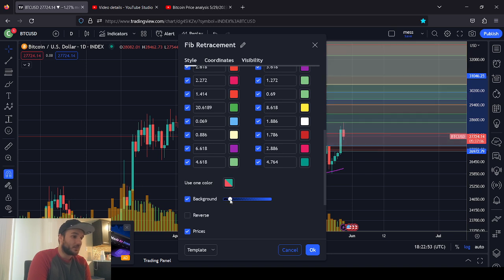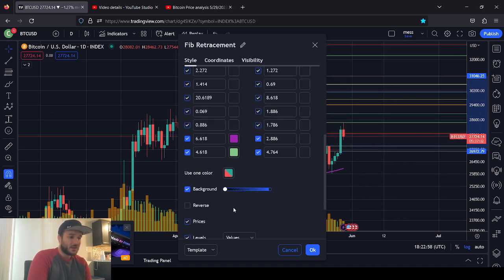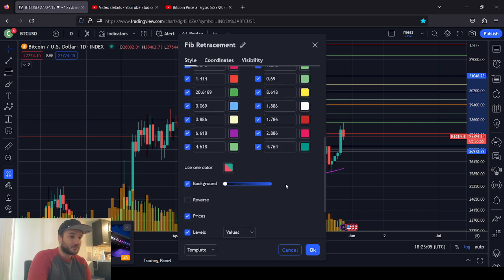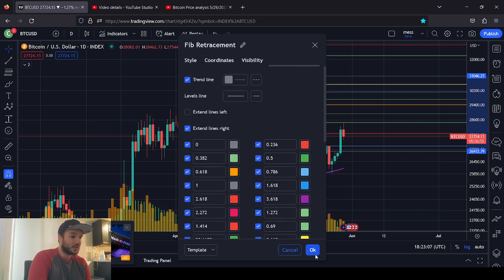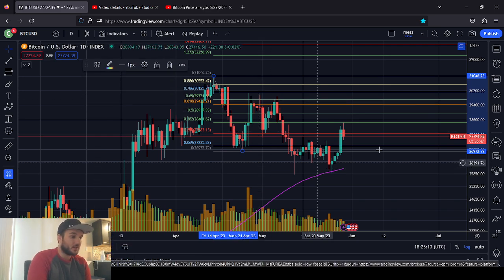I like to bring my background down to where there is no highlighted areas. I did put mine based on the logarithmic scale because I am on the log scale here. And yeah, you can choose your own colors. I know that the lines that I have are not going to be the same colored lines that you have. But enough of that. Let's get into the meat and potatoes of it.